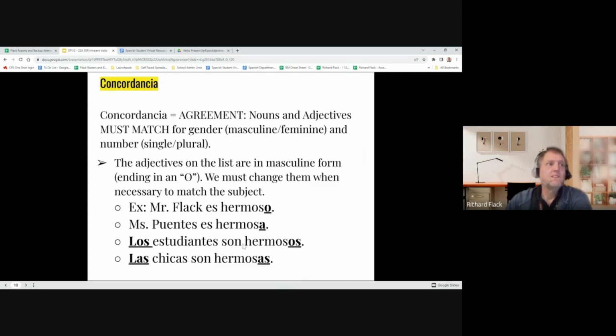Los estudiantes son hermosos. So we have a group of students, plural. There's at least one male in the group, so it defaults to masculine. And we add the S for plural. And las chicas, so that would be a group of all females, son hermosas. So we need the feminine form of the adjective with the A, and we also need the plural form with the S on the end, hermosas.